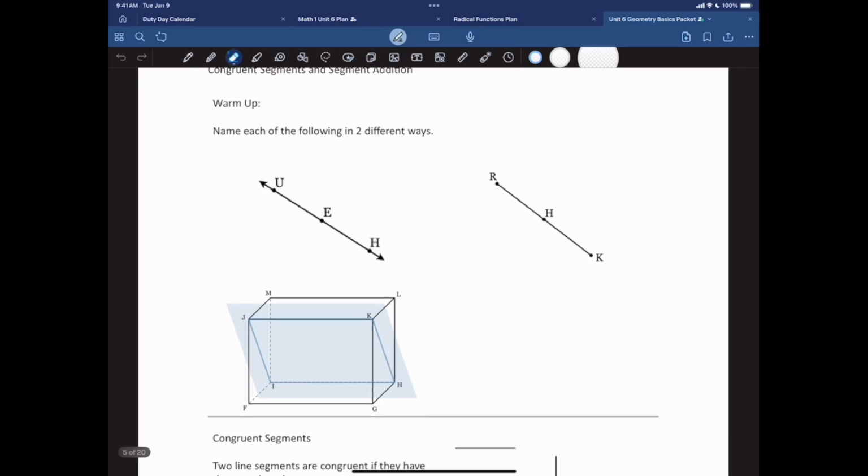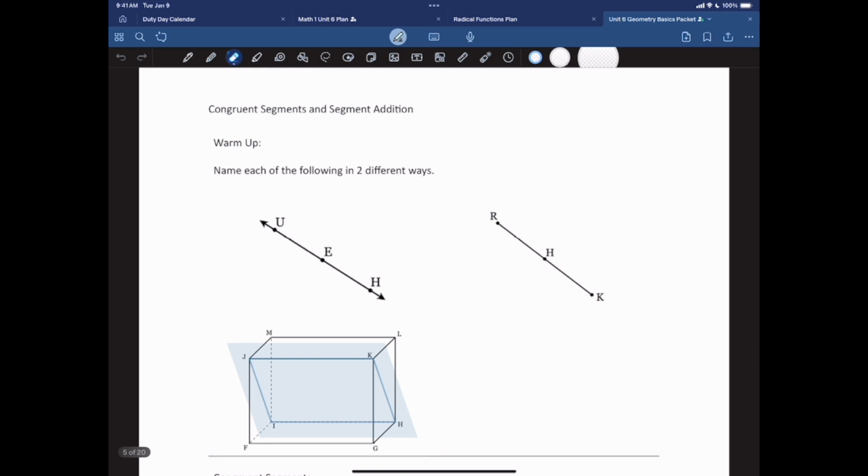Okay, so this is going to be lesson 2 on congruent segments and segment addition. All right, let's start with the warm-up. You want to name each of the following in 2 different ways, right?